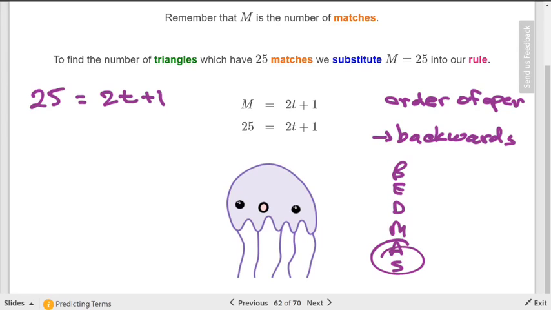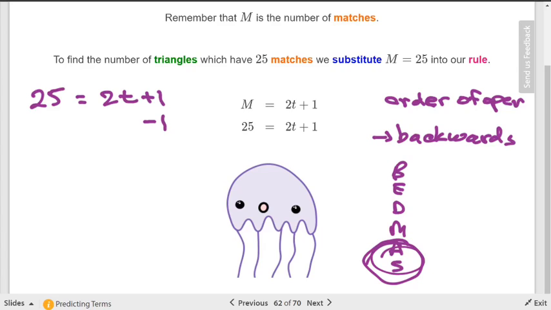Brackets, exponents. Addition and subtraction usually come, guys, hold on a minute. Addition and subtraction are usually when? At the very end, right? But we're doing the opposite to solve an equation, so we're going to use it from the bottom up. So we look for any addition or subtraction first. Is there anything added or subtracted to my t? Yes, the 1 is added. And the opposite of add is what?